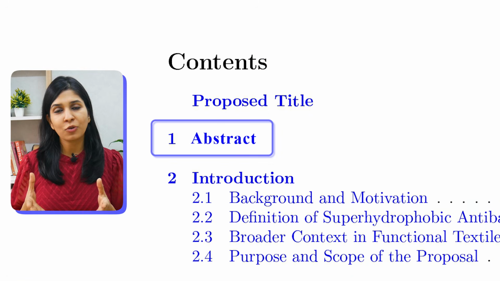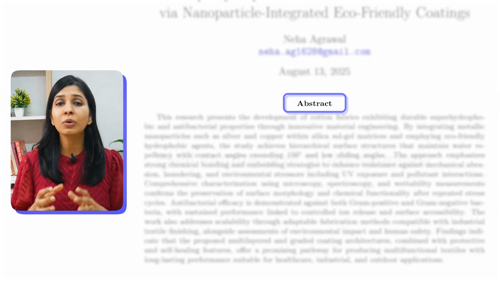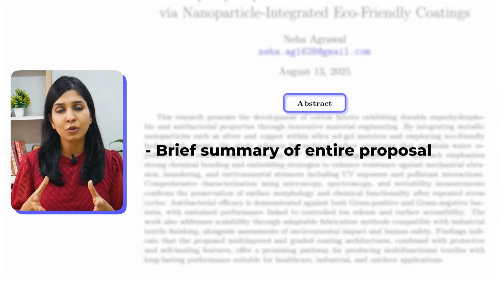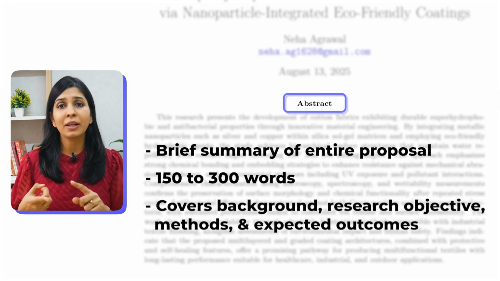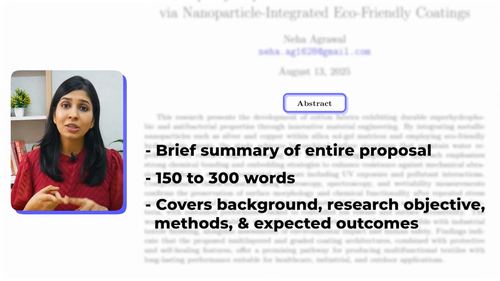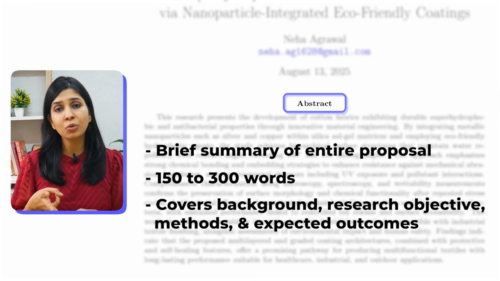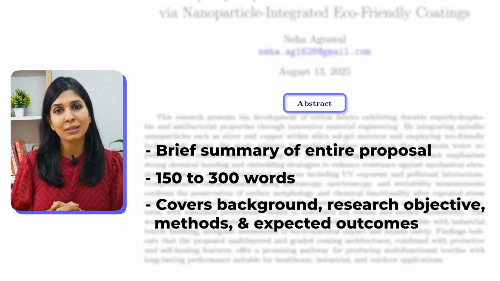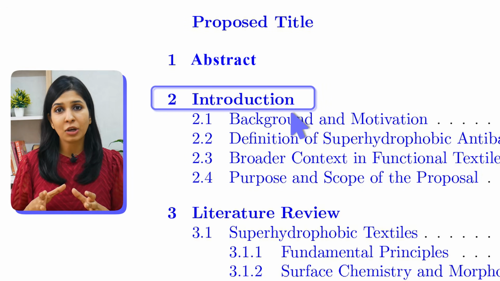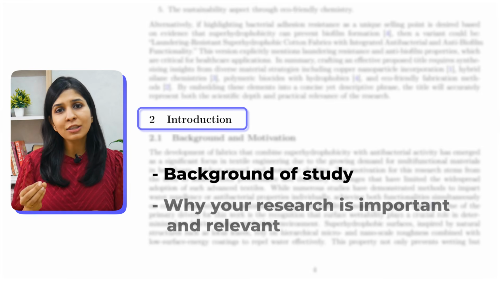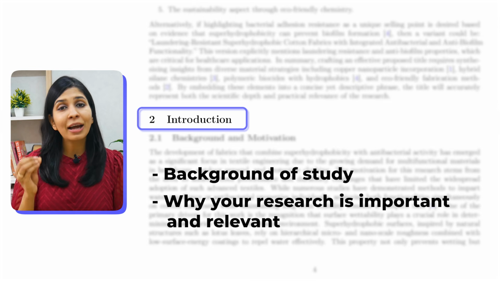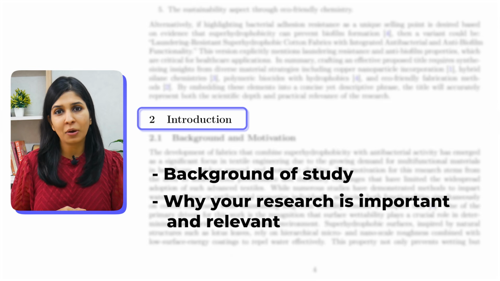Next comes the abstract. And here you're expected to include a brief summary of your entire research proposal in 150 to 350 words. You're supposed to explain the background of your study, the research objective, the methods you'll use, and what outcomes you expect. After that comes the introduction section where you establish the background of your study. Why is your research study important and relevant in today's research context?